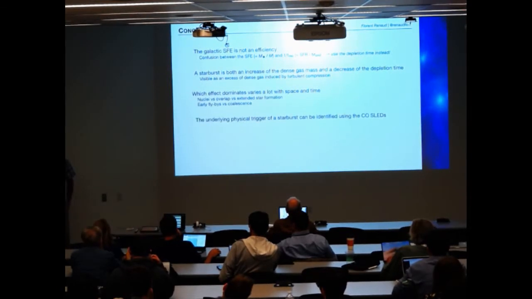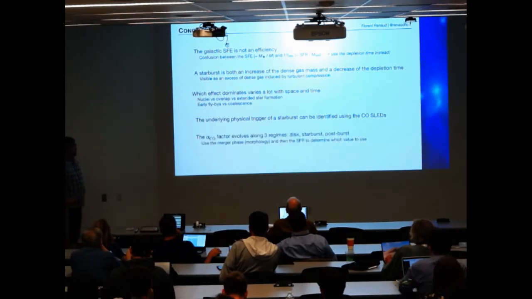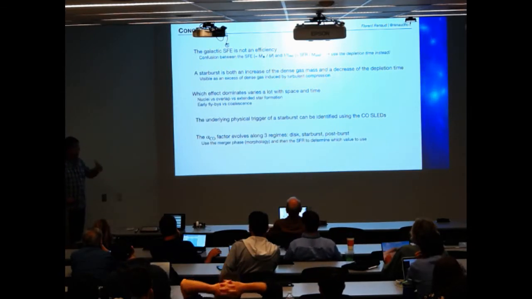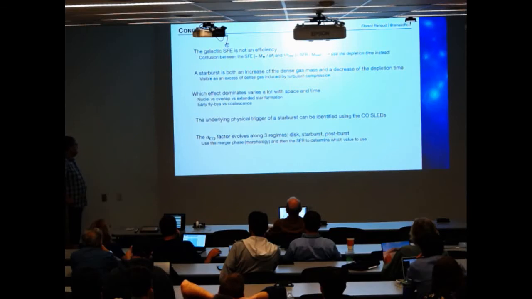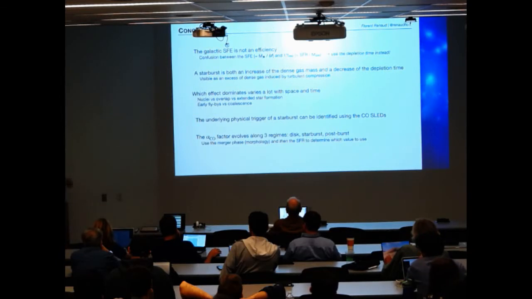The underlying physical trigger of a starburst can be identified using the CO spectral line energy distributions. And finally, the alpha CO factor evolves along the three regimes: the disk, the starburst, and the post-burst. So if you have access to information on the morphology of your merger and then on the star formation rate, then I can tell you which value of alpha CO you should use to get the mass of gas in your galaxy.